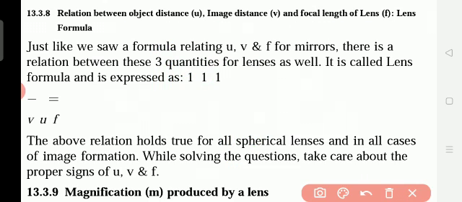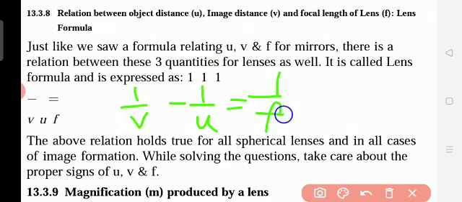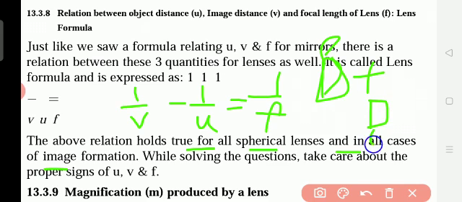So here 1 by v minus 1 by u is equal to 1 by f. The above relation holds true for all spherical lenses and in all cases of image formation. While solving questions, take care about the proper signs of u, v, f. Upwards image means virtual image, plus, and downwards means negative, that means real image. These are the signs. Be careful about that.